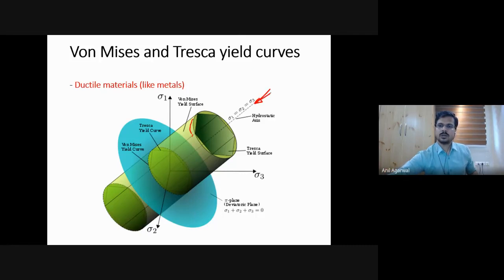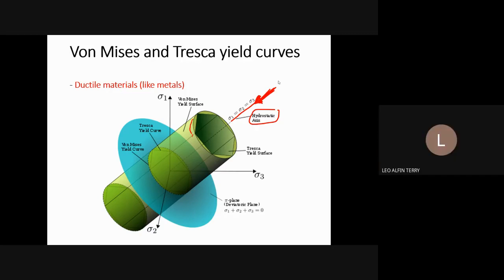But if you look down from this axis, that is the sigma 1 is equal to sigma 2 is equal to sigma 3 line, it's also known as the hydrostatic axis. If you look down from there, then that ellipse will not look elliptical. It will be a circle. Similarly, that hexagon that was kind of a skewed hexagon will be a perfect equal-sized hexagon. Agreed? Yes, sir.